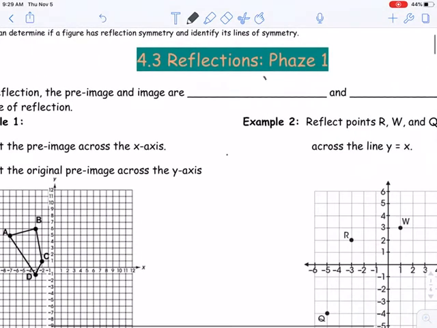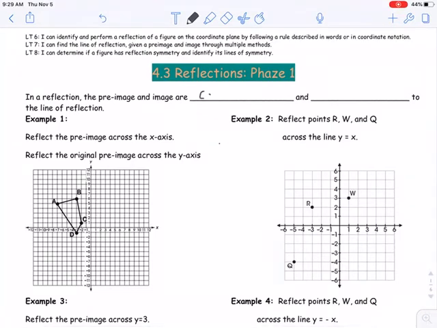In a reflection, the pre-image and image are congruent. Don't you forget that, alright? Everything we're doing right now, translations, now reflections, and eventually rotations, they're congruent. And they're equidistant to the line of reflection. People say, what does equidistant mean? Sometimes that shocks me because it's kind of a self-explanatory word. Equidistance means equal distance.